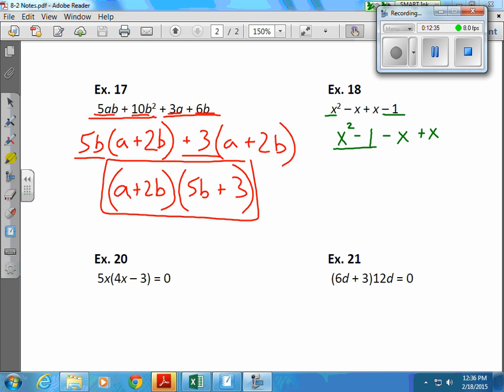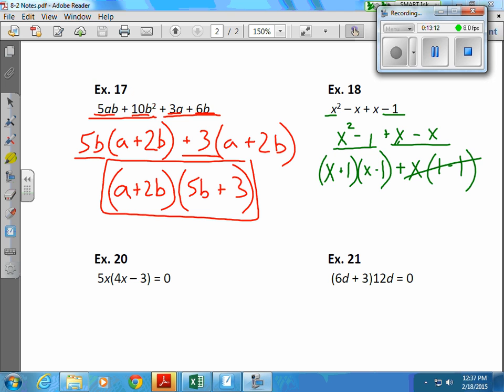This is a difference of two squares, which we learned in chapter 7. And that factors into x plus 1 times x minus 1. Over here, these two terms both have an x in common. So if I take an x out, I want to go back and rearrange these, so put the negative 1 in the middle, plus x minus x. And I take out an x from each one. I'm left with 1 minus 1, which turns out to be 0.